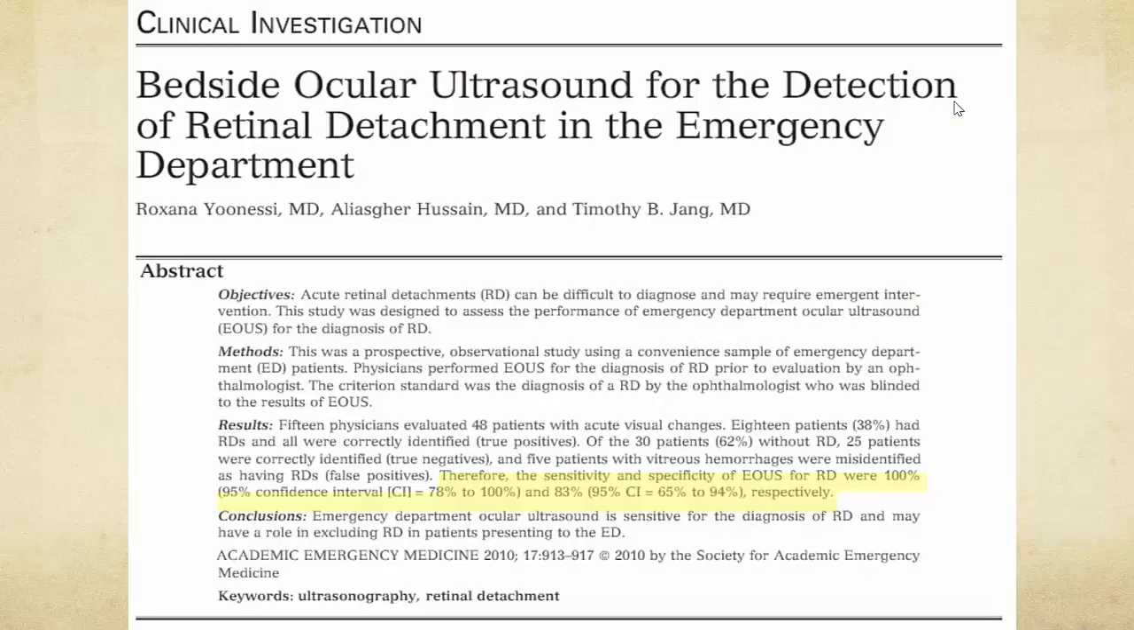So there's a paper published in Academic Emergency Medicine back in 2010. They basically took 48 patients that had some acute visual changes and did some ultrasounds. 18 patients had retinal detachments and were all correctly identified. So they were true positives. Of the 30 patients without retinal detachment, 25 of them were correctly identified. However, 5 of the patients were misidentified as having a retinal detachment when they actually had a vitreous hemorrhage.